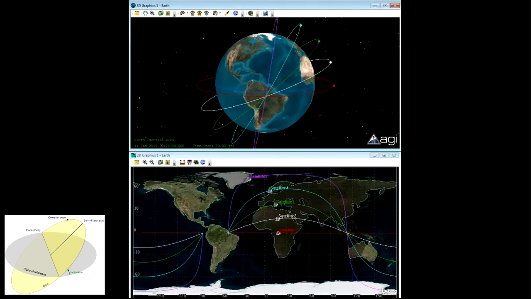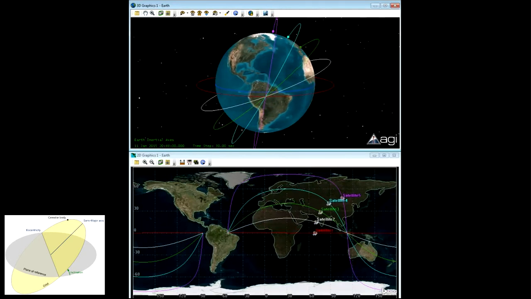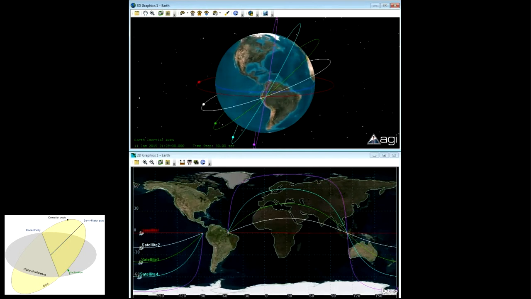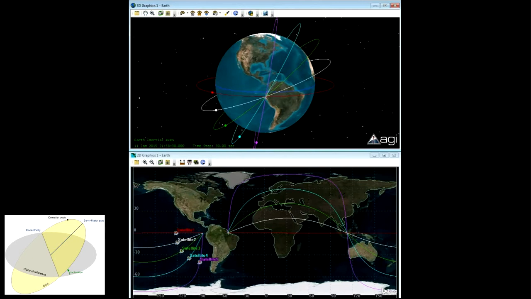And here's what inclination looks like on a Mercator projection. If you want full coverage of the Earth, you'll want something closer to a 90-degree inclination. Low inclined orbits only cover a narrow band of the Earth along the equator.